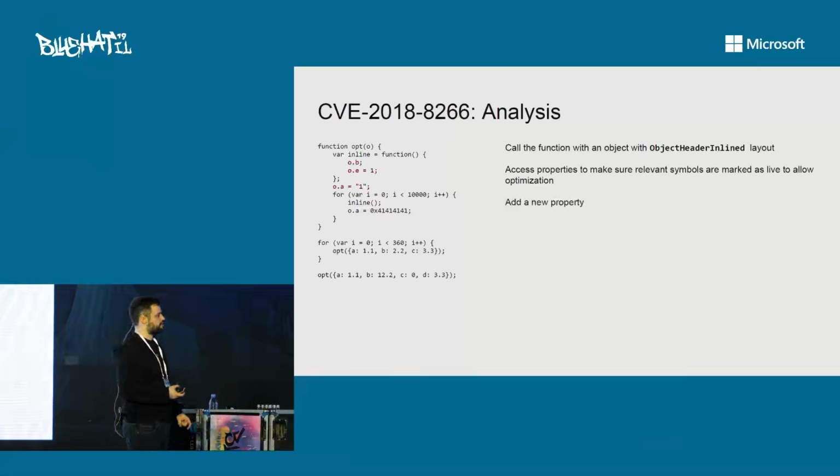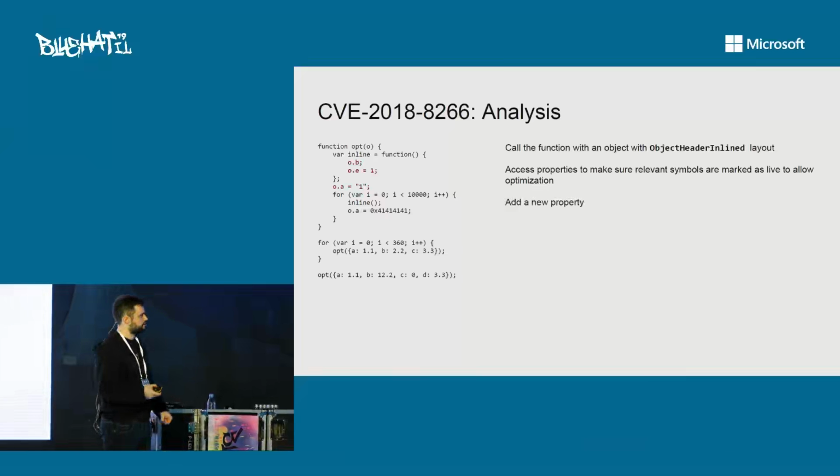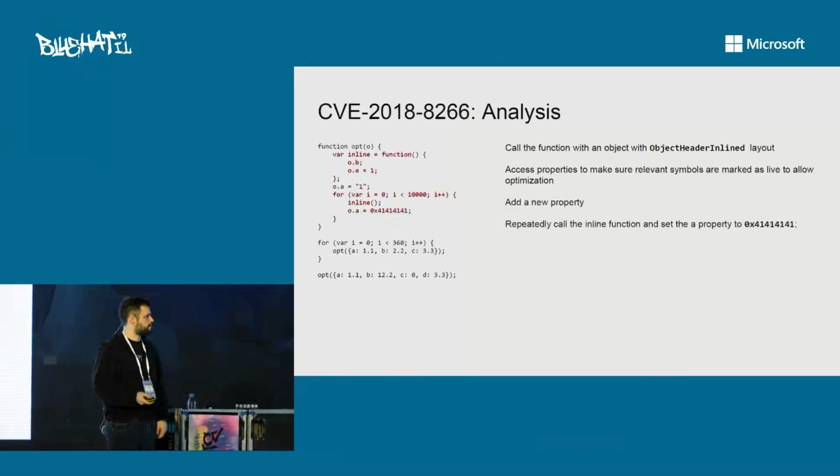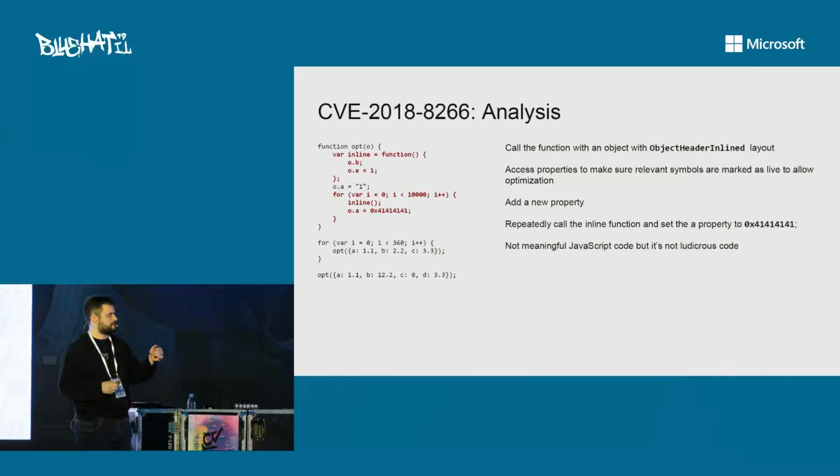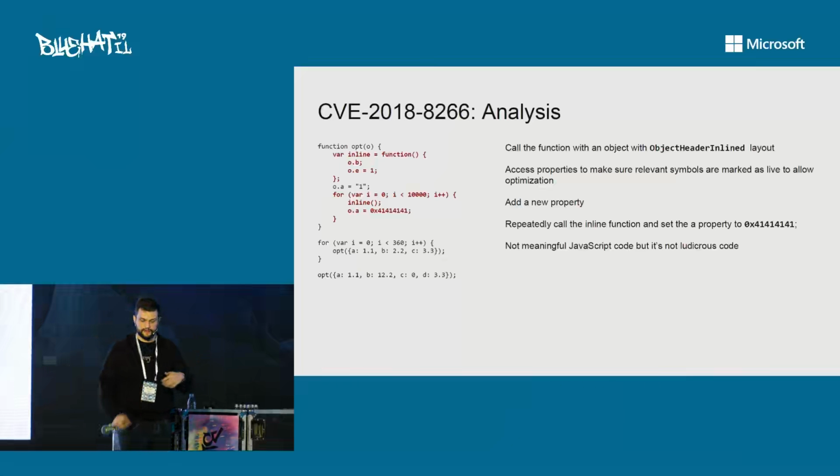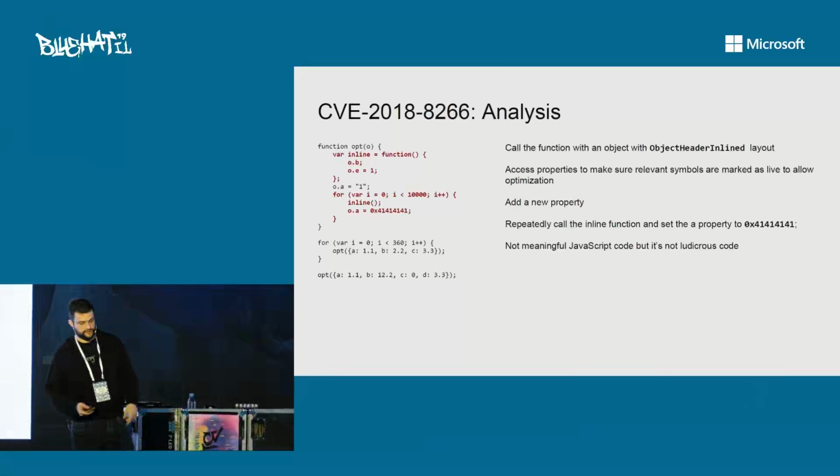And then we add a new property, property E, on the object that we set to 1 in the code. Property E is set in an anonymous function that I call repeatedly inside a loop, and we set property A all the time to x for 1 for 1. So what I want you to take away from that is that it's not meaningful JavaScript code. I doubt that you would ever write that if you write JavaScript for a living. But it's not ludicrous code. It does not rely on any of the crazy things that you can have in JavaScript, like proxies and stuff like that.